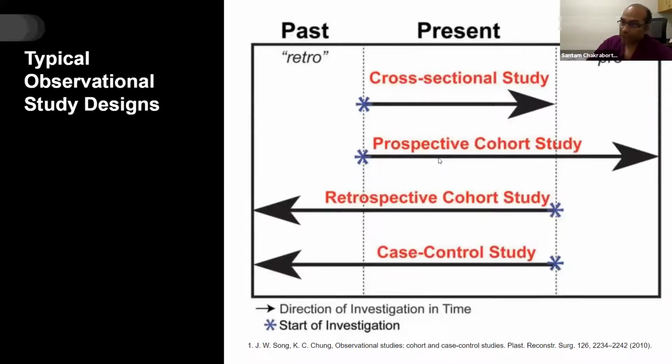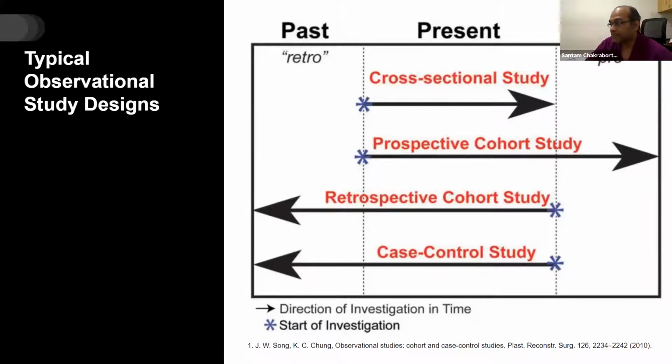Now, whenever we are talking about observational studies, it is important to remember that the unit of observation is the person or the patient. And based upon in which direction you are studying, the studies can be called prospective if they are looking in the future, and retrospective if they are looking in the past. So this is a simplified diagram to understand how these studies are called.